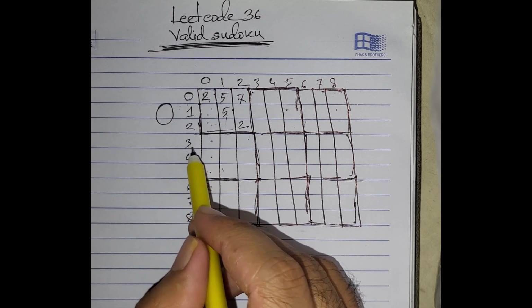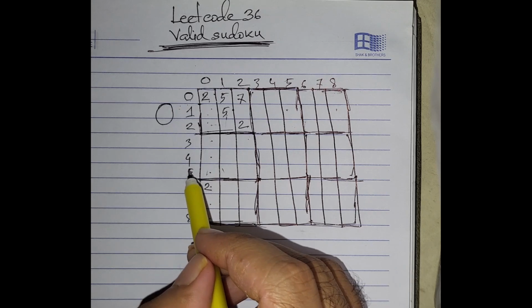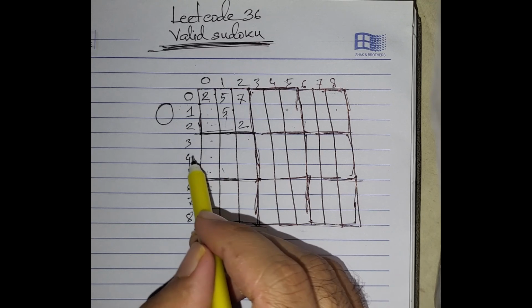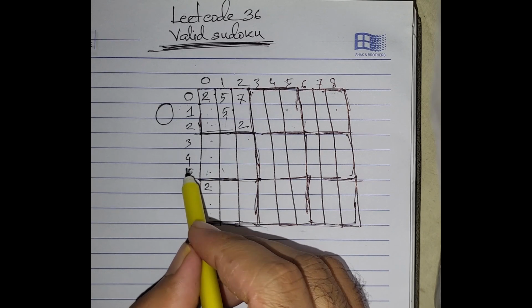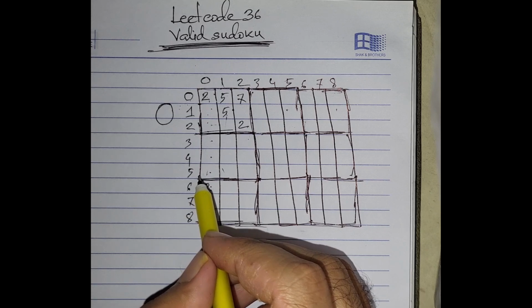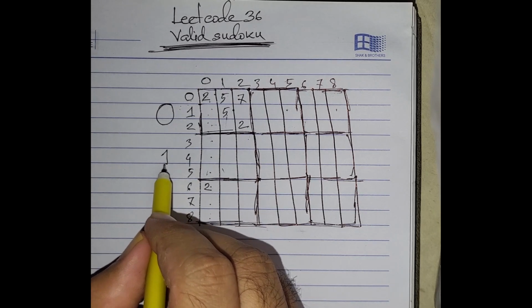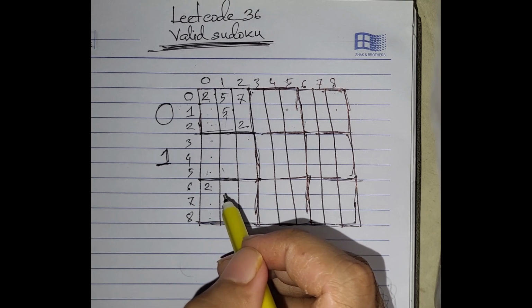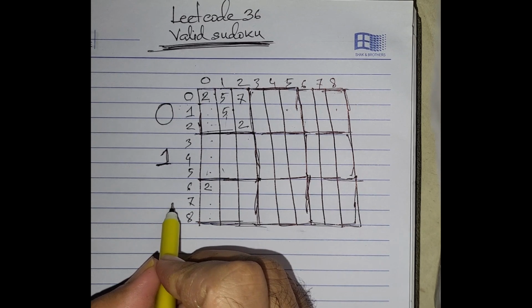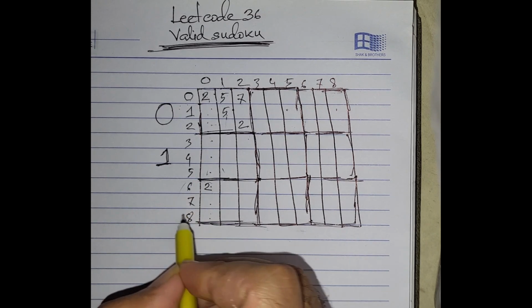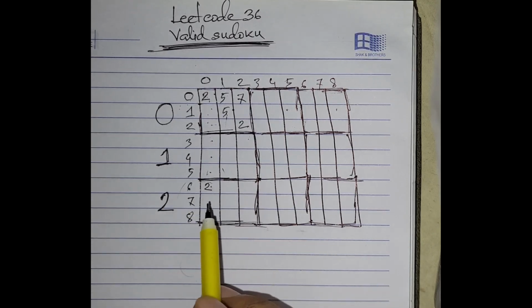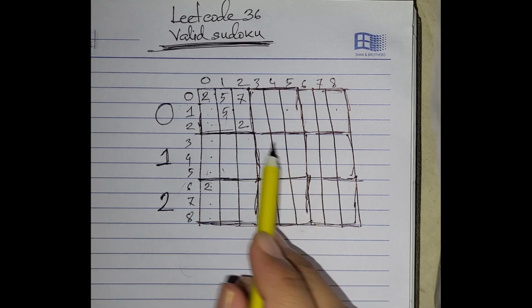Similarly, if you do 3 by 3, that will be 1. If you do 4 by 3, that will be 1 point something. We'll take that as 1. 5 by 3 will also be 1 point something. We'll take that as 1. So this is box number 1. And if you do the same thing here, it will be box number 2. Box number 2 in the row.